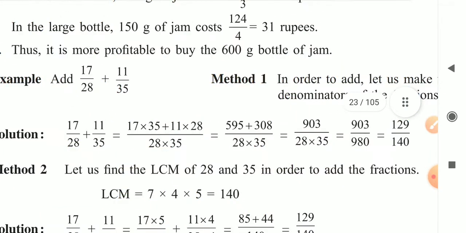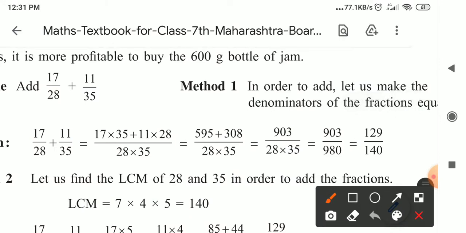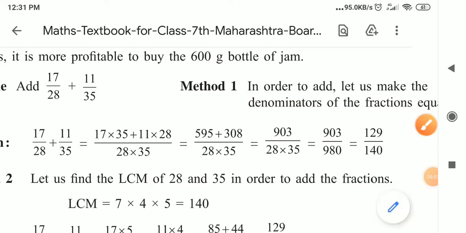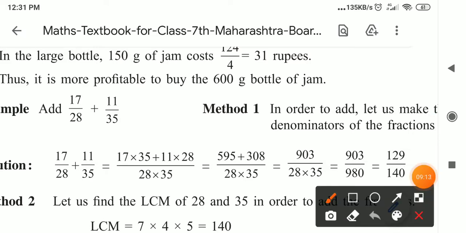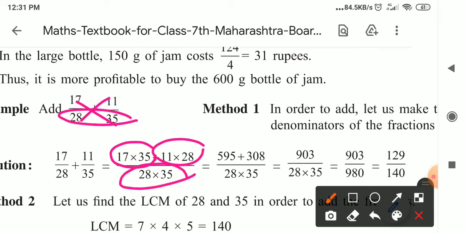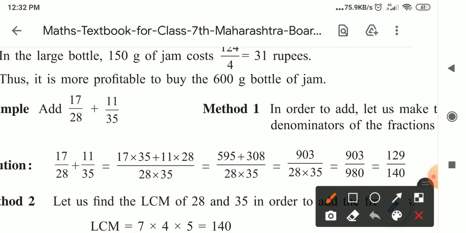Similarly, LCM means we take the first common number. But 28 and 35, these two are different numbers. At that time what we have to do is cross multiplication. In order to add these, let us make the denominators of the fractions equal, and at that time we are using LCM. So here 35, you know that method. What we have to do here is 70 and 35's multiplication plus 11 and 28's multiplication, divided by these two denominators' multiplication. Okay, this method is called the cross multiplication method.